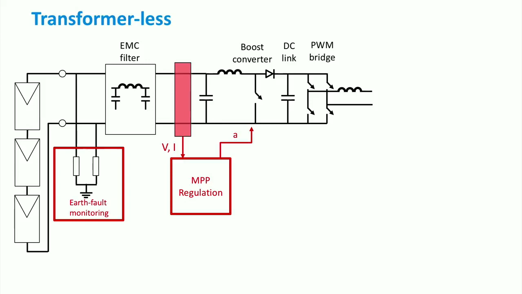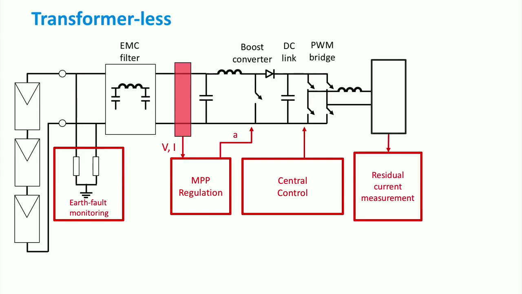This part features 4 switches that convert the DC voltage input into a 50 Hz sinusoidal voltage ready to be fed into the grid. The PWM bridge itself is connected to a central controller that determines the pulse width of the output. The residual current measurement is connected to the grid monitoring, and it is used to detect the presence of any undesired residual current flow into the lines.